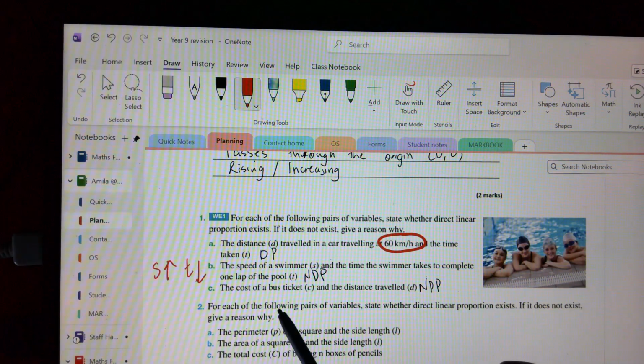And then C, cost of a bus ticket and the distance traveled. Well, that's just not how buses work. They're not directly proportional. It's not, the further you go, the more money you pay.